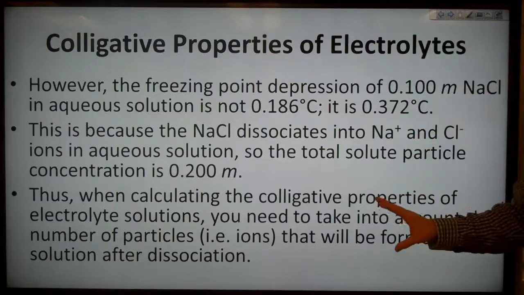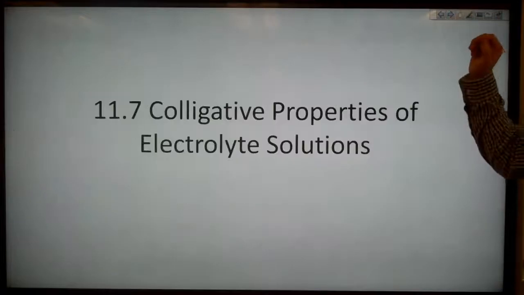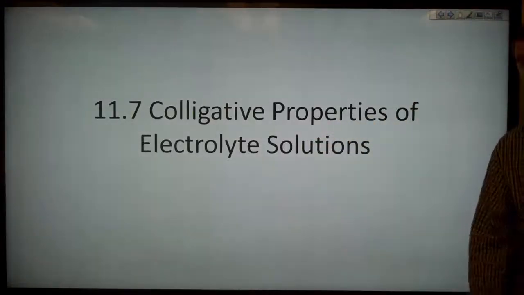Okay, so you need to be very careful if you have an ionic compound that you need to figure out what the concentration of each ion is in solution. So that was colligative properties of electrolyte solutions.